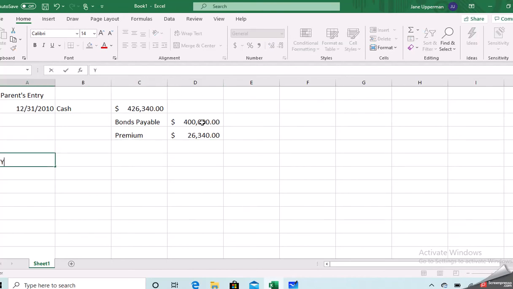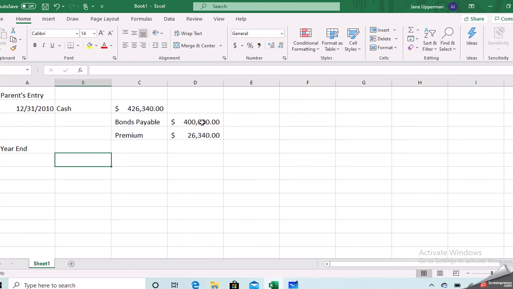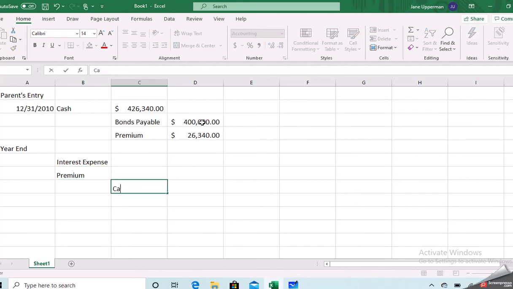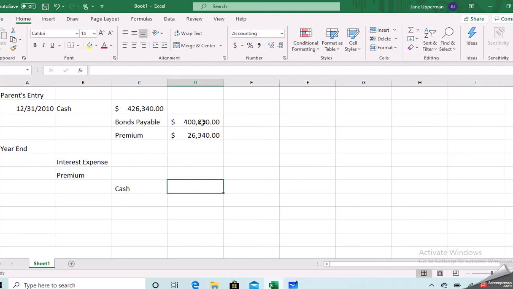Then at year end, their interest accrual entry, which would be every year end as long as they have these bonds, because again, it's straight line, so it's not going to change. They're going to have interest expense. They're going to amortize that premium. So we set it up as a debit to amortize it, and then we're going to credit cash. Now the cash is the easiest one to figure out because they're $400,000 bonds at 6%.